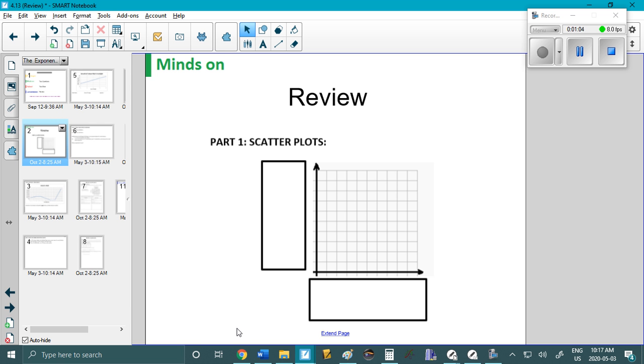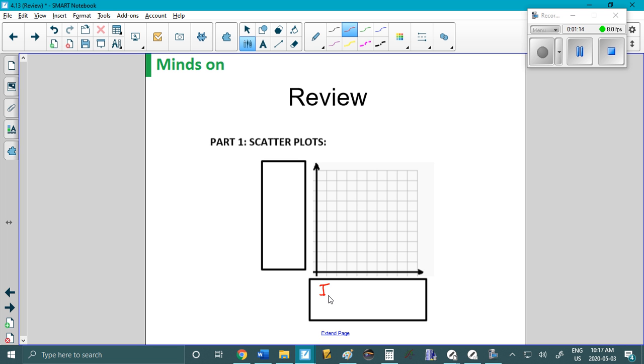Okay, so let's get into the review part. I want to make this quick. There are sort of 3 parts in this unit. The first part was scatter plots. Down here we have the independent variable, and this is often something like time, or number of people, or distance traveled, or number of items, stuff like that. It's also our x values.